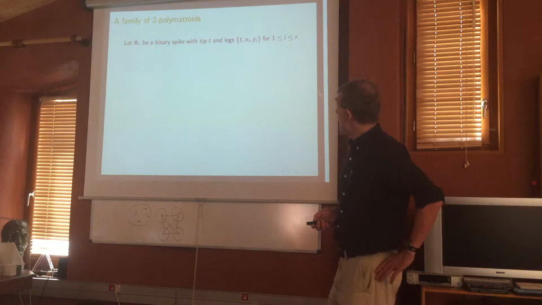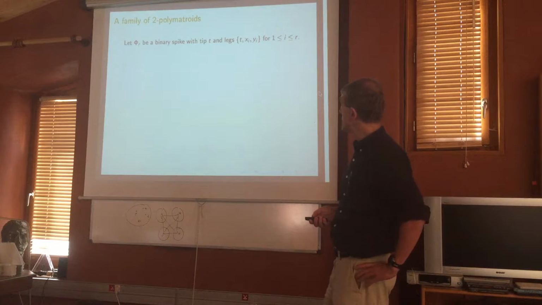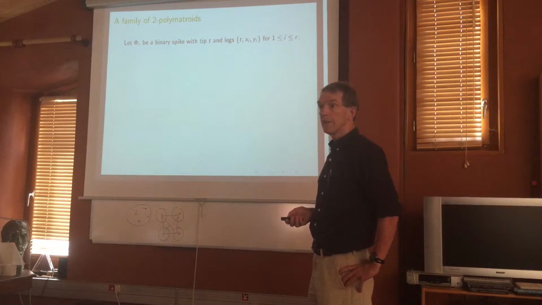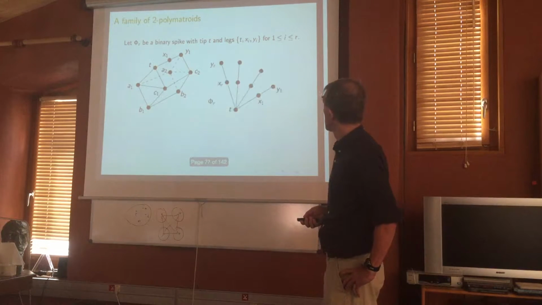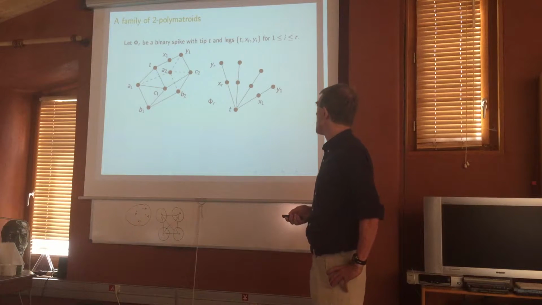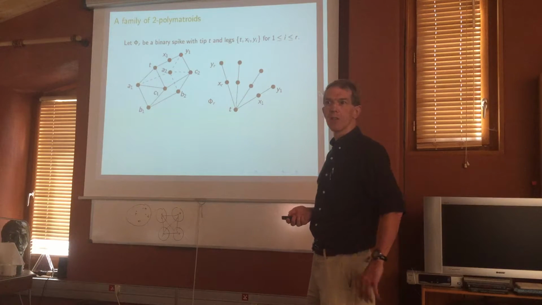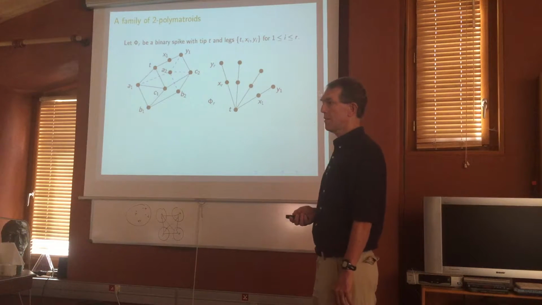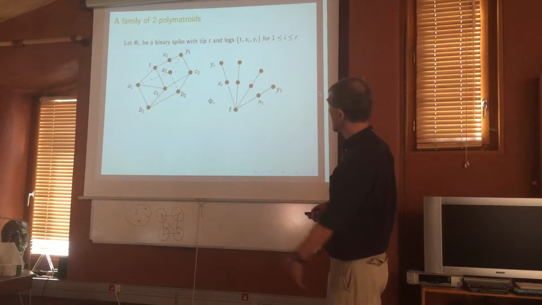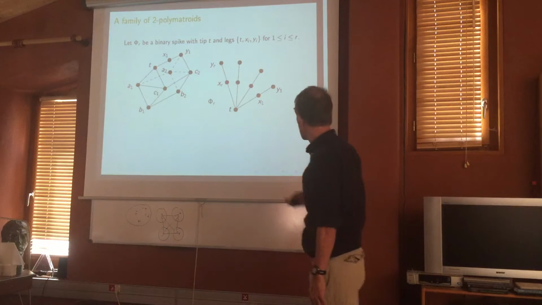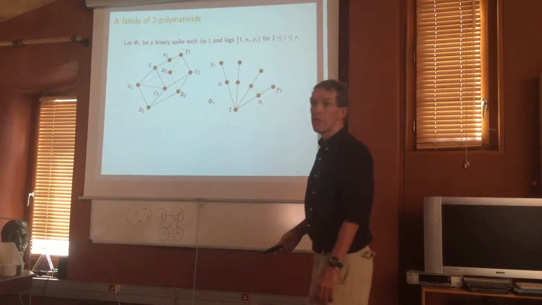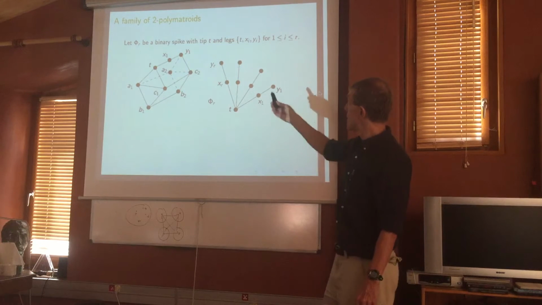Now I'm going to take a binary spike with tip T and legs T, Xi, Yi. So you know what a binary spike looks like. This is a crummy representation of a binary spike because there's a lot of stuff missing. But of course the rank of this thing is supposed to be r. Now I'm going to glue across this line T, X1, Y1. I'm going to glue this thing onto the Vámos matroid.